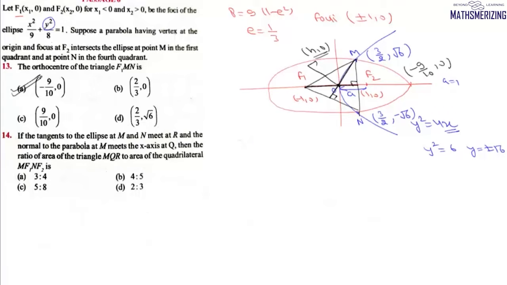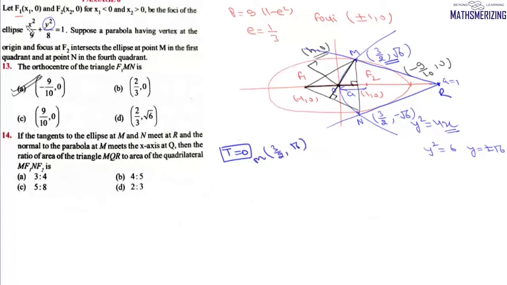Now the second question is, if the tangent to the ellipse at M and N meets at R. So for this ellipse, if we draw tangents at M and N, these tangents meet at this point R. We know that if the point lies on the curve, then equation of tangent is given by T equals to 0. So we'll find equation of tangent at this point M, which is 3 by 2, root 6.